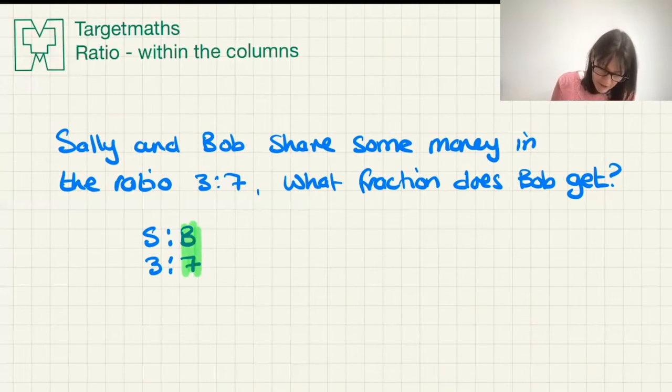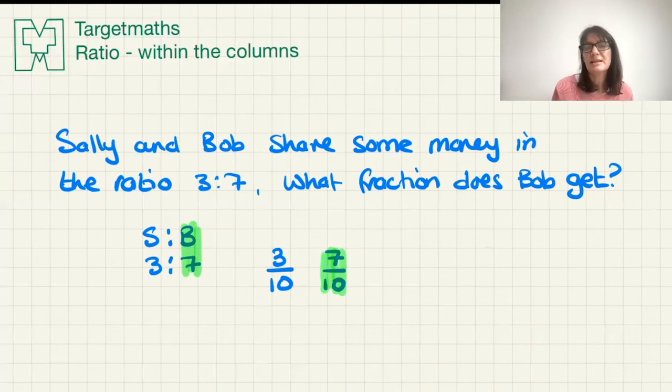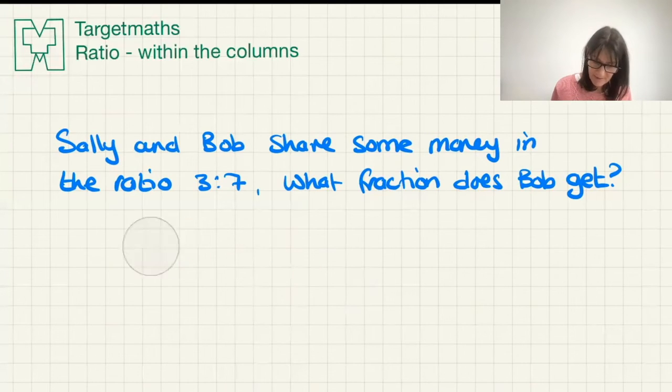So I know the fractions will have those numerators. Added together, they are 10. I'm only interested in this side, in what Bob gets. So the answer is 7/10. Okay, the answer is 7/10. Okay, hopefully that went well.